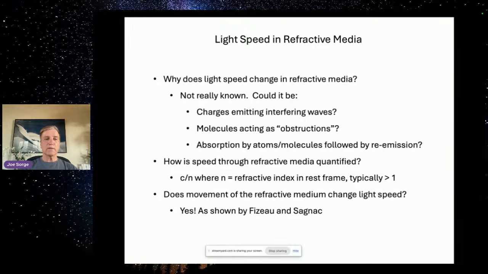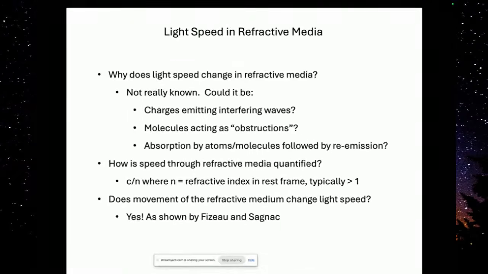So the question is, why does light speed change in refractive media? I don't think the answer is really known at the atomic level or at the wave level. Some theories say that it has to do with charges interfering with electromagnetic radiation. It also could be that the molecules of the medium are somehow acting as, I just call them obstructions, not knowing what the mechanism is. It also could possibly be that the atoms or molecules actually absorb electromagnetic radiation and then re-emit it. And I'm not committing to any of those models.